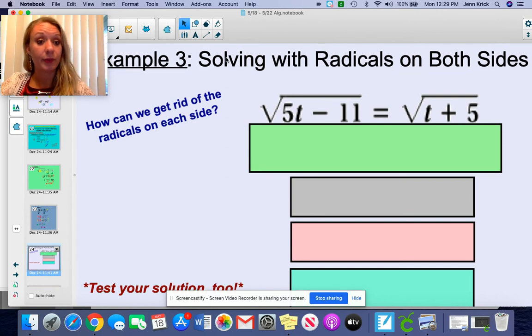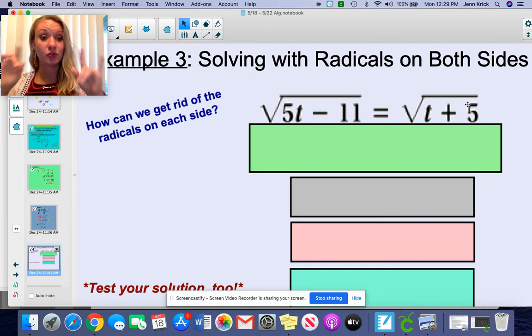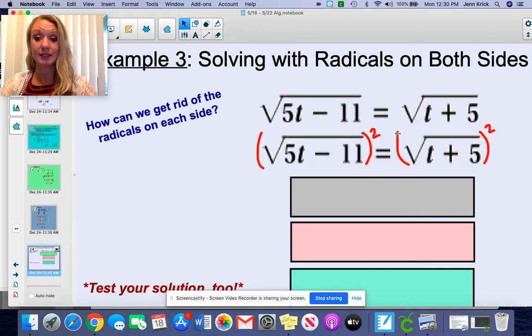Okay, so here's example 3. This is when we have radical signs on both sides. Notice that you've got it here and you've got it here. The only way to get rid of that radical sign is to do the inverse operation, which means you're going to square both sides, just like we've done in the past examples. So it looks like this. Square both sides, square both sides.